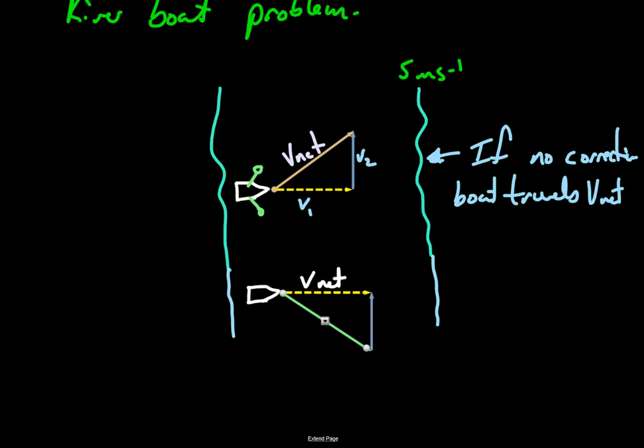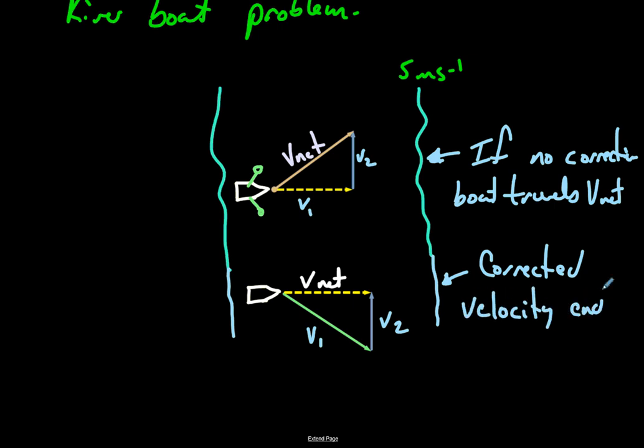So you kind of have to approach the problem in a backwards way, right? You have to turn this into your v1 and this into your v2. So you have to paddle off down in this direction, the river pushes you back this way, and you end up traveling straight across. So this corrected velocity ends up giving v net.